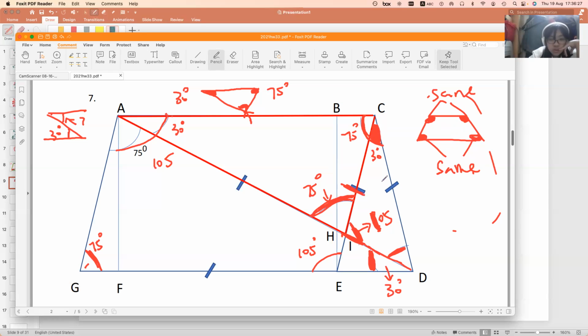What is the meaning of this? What's the meaning of this? These two. Isosceles. Yes, so isosceles, if you get it out, and then this is 30, then how do you find this? How do you find this?